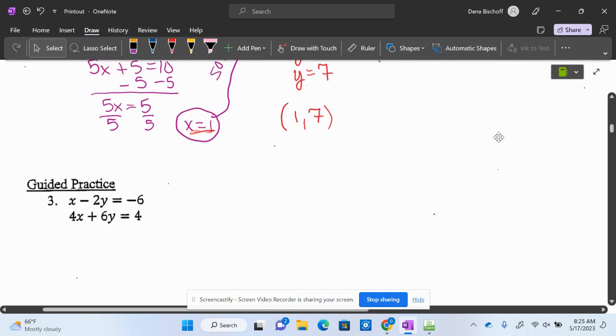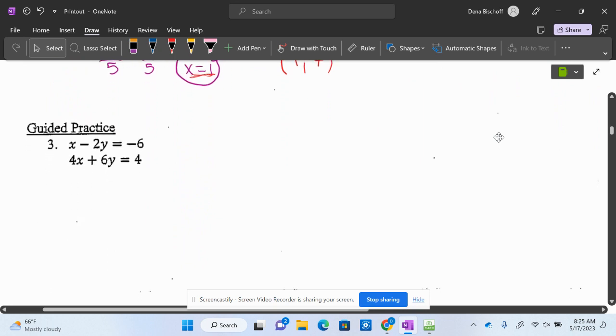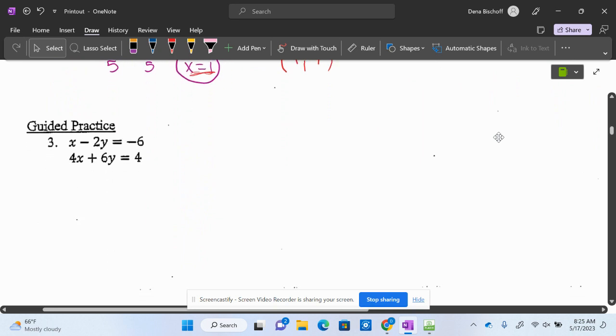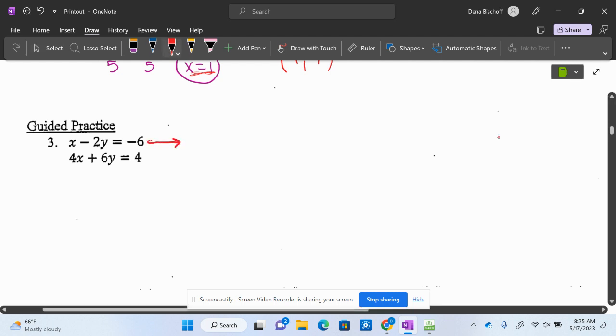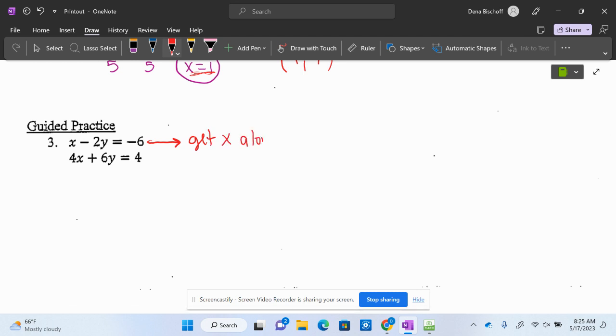Let's do number 3. So look at number 3. So first of all, do any of these equations have x all by itself or y all by itself? It's not all by itself, but the first one does have x with a coefficient of 1. So it'd be easy to fix it, right? So let's get x alone for this equation.